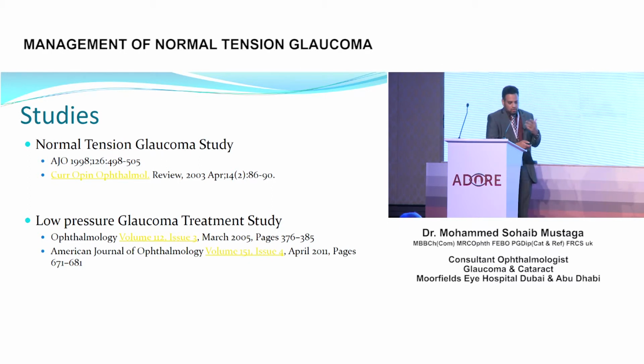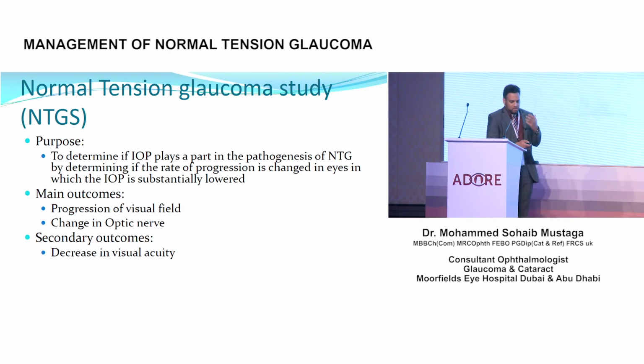Now the studies, there are 2 clinical studies that were done for normal tension glaucoma. There aren't that many studies out there. We really do not understand the pathogenesis of this condition. We know that there are risk factors involved, but really we do not understand the physiology and why patients still continue to progress despite all that we do. Now, the normal tension glaucoma study was done to determine whether the IOP is a pathogenesis for NTG, and that lowering it would reduce the progression of the visual field or the change in the optic nerve.